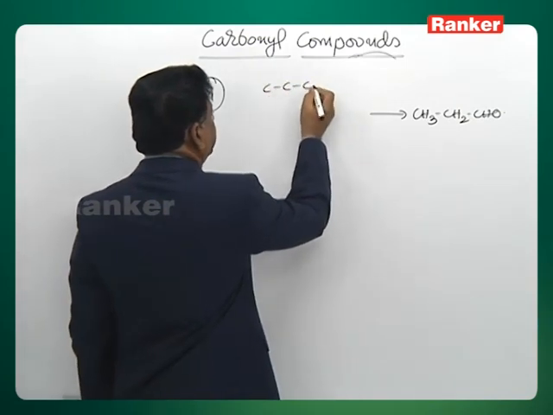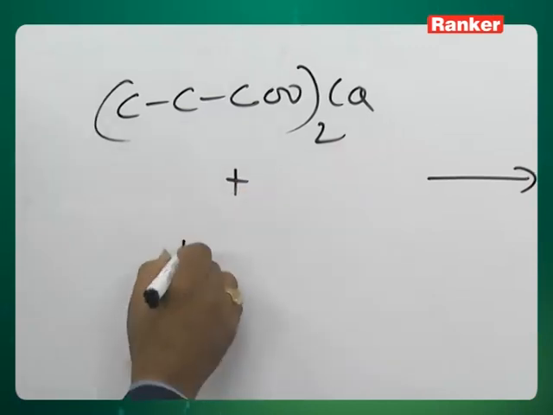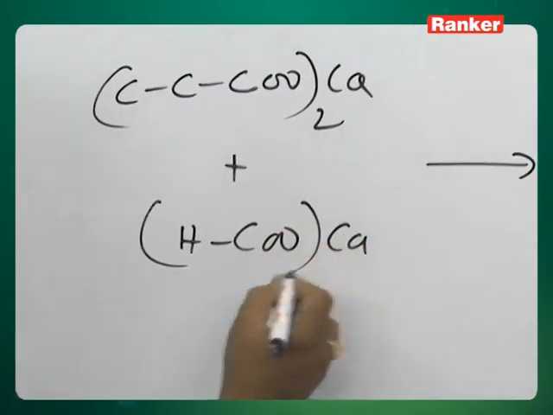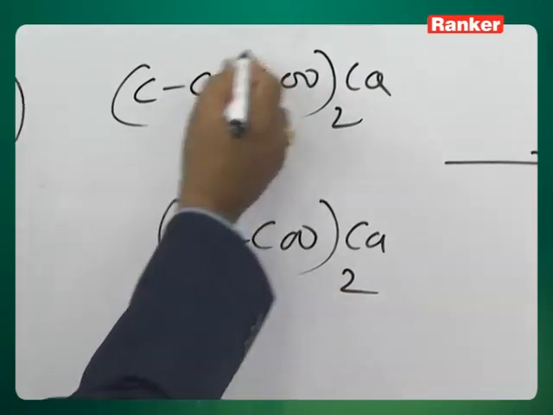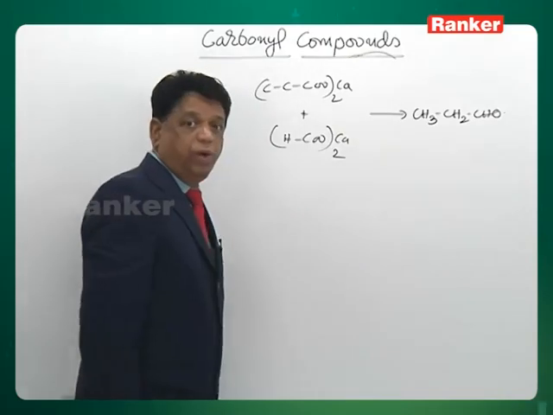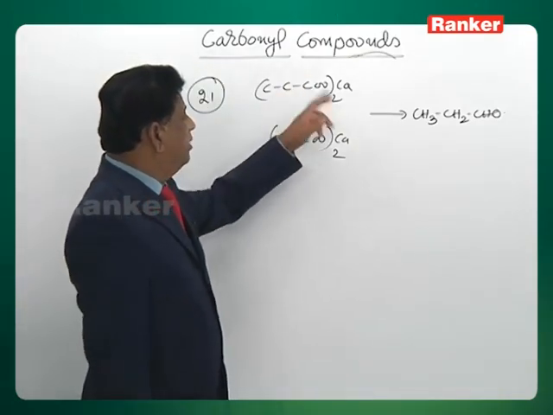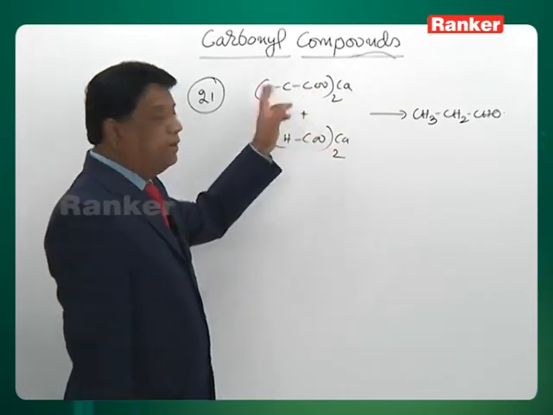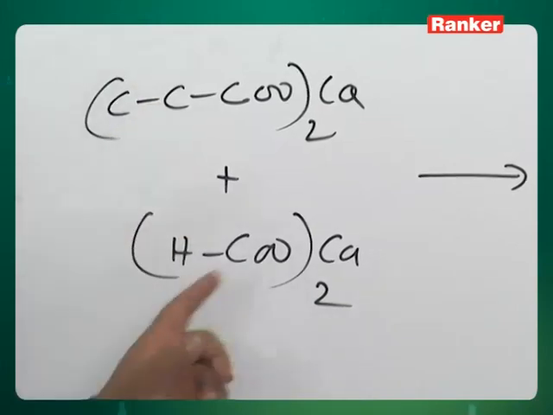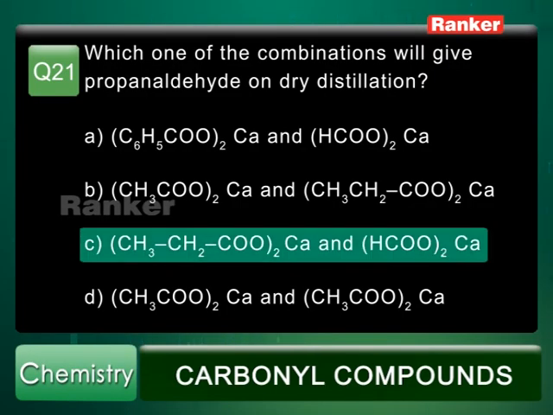Calcium propanoate plus calcium formate. Whenever calcium salt of the formic acid is taken, reduction is taking place, and this gives the aldehyde. If it is not there, you could have gotten a 3-pentanone, double reaction taking place. One calcium carbonate will go, but it will be doubled so that a one carbon less ketone is formed. So therefore, in this reaction, it is the right combination that gives this one. So the option C is the right answer.